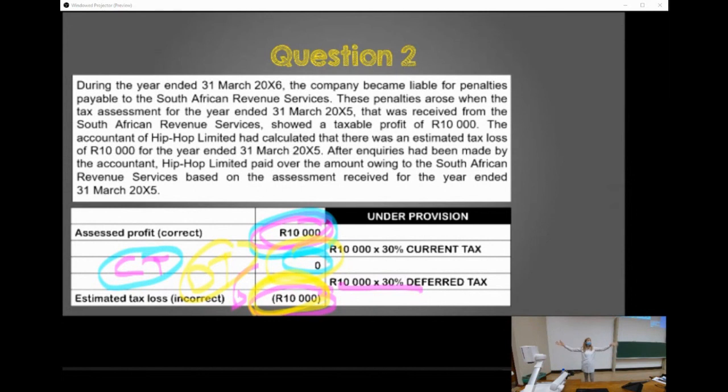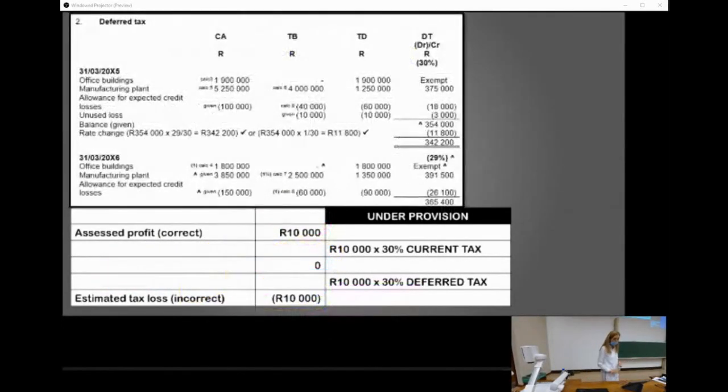My deferred tax liability should have been bigger, so I underprovided for deferred tax. Can you see that? So yes, the difference is 20,000 Rand in total, from a -10 to a +20. However, the under provision for current tax was 10, and the under provision for deferred tax was 10. Good. So here we see that our unused tax loss over here was recognized. So our deferred tax liability would have been bigger, but we decreased it with 3,000 Rand.